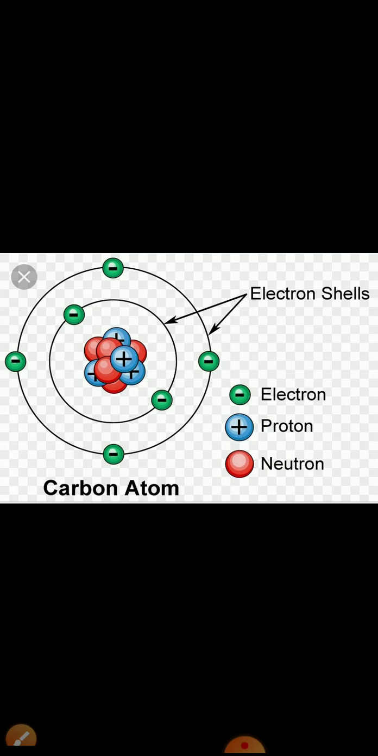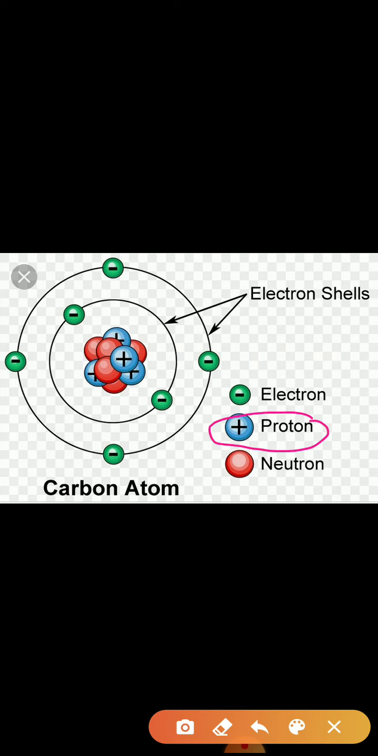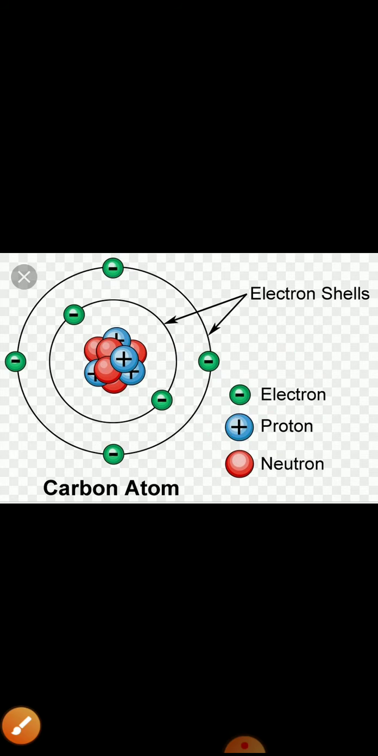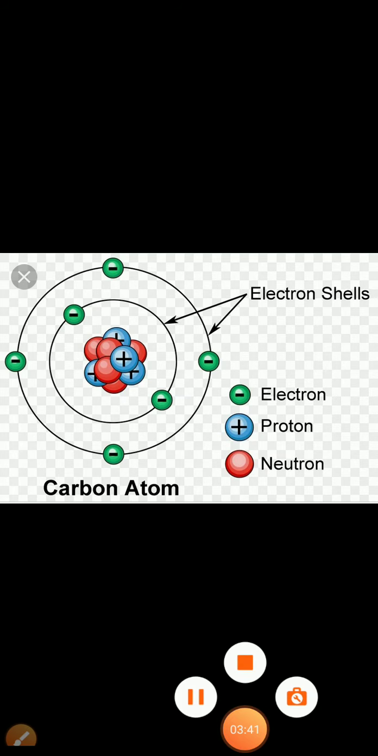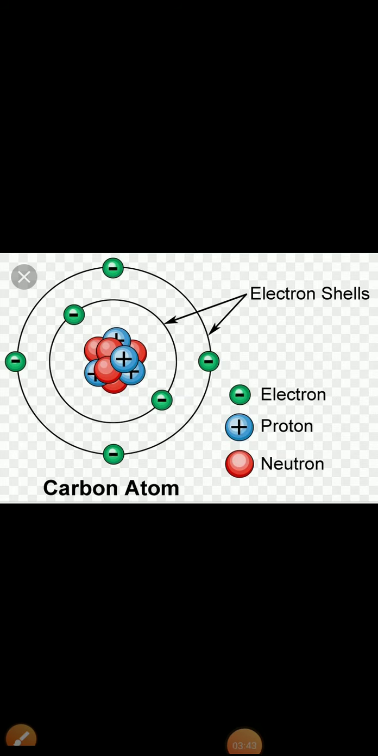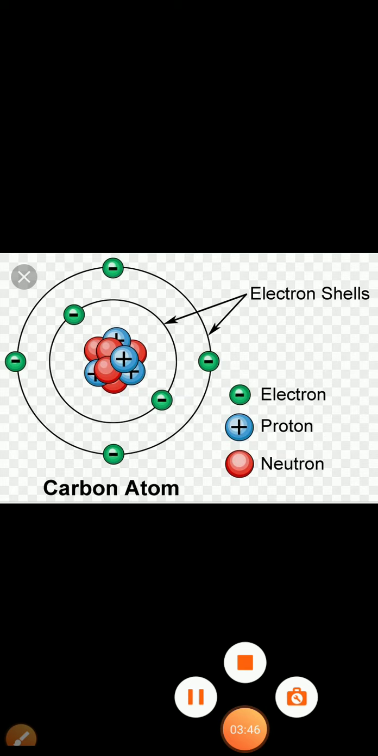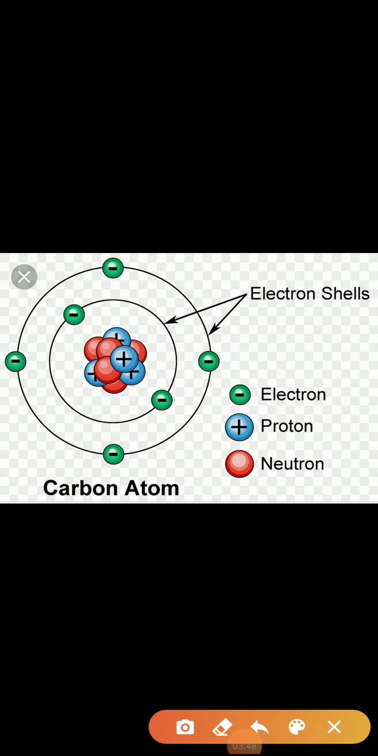The number of protons in the nucleus of an atom is the atomic number. Remember this: the number of positive charges, the protons, is called the atomic number. And it is denoted by Z. What is the letter? Z. The atomic number is represented by the letter Z.